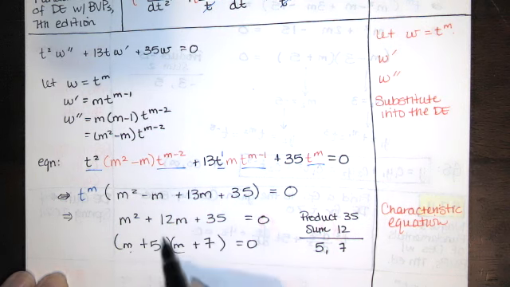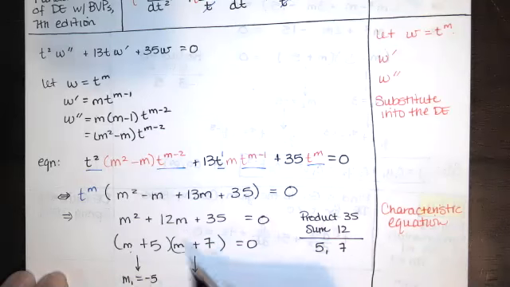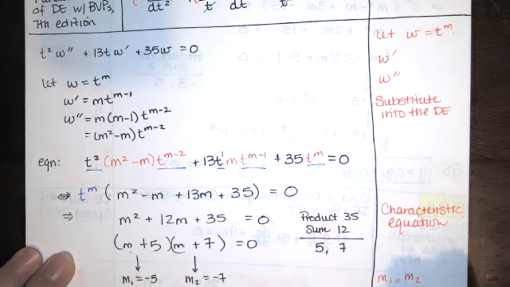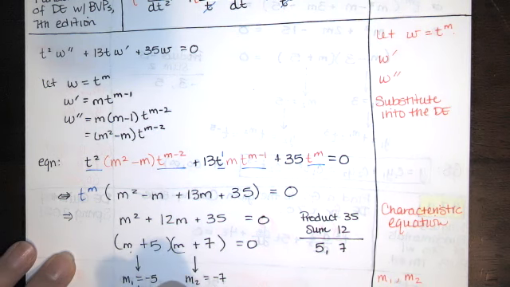So this times this equals 0. If this factor equals 0 or this factor equals 0, this factor equals 0 when m equals -5. Just set that equal to 0 and subtract 5 from both sides. If we set this equal to 0 and subtract 7 from both sides, we get another root of -7. So we've got distinct real roots. So each of those corresponds to a solution, and these are w's, not y's. I'll call it w sub 1 and w sub 2. The first solution is t to the m1. The second solution is t to the m2.